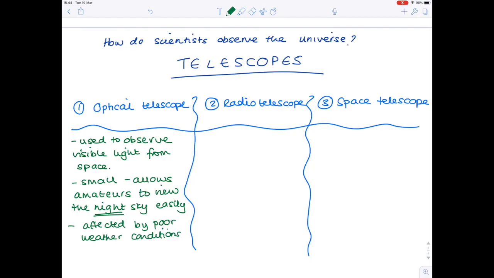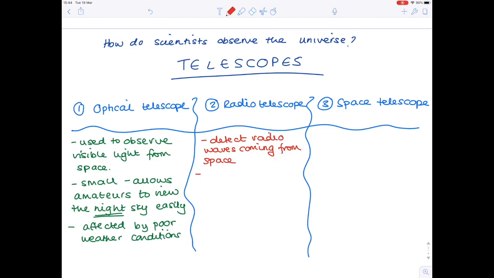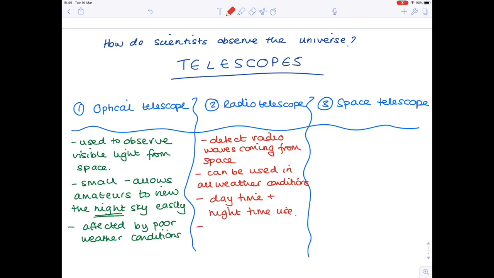Radio telescopes, as the name suggests, are used to detect radio waves coming from space. They can be used in all weather conditions. They're very large and expensive, as you might imagine. Things which tend to be more technologically advanced do gain a lot in terms of how much they cost.